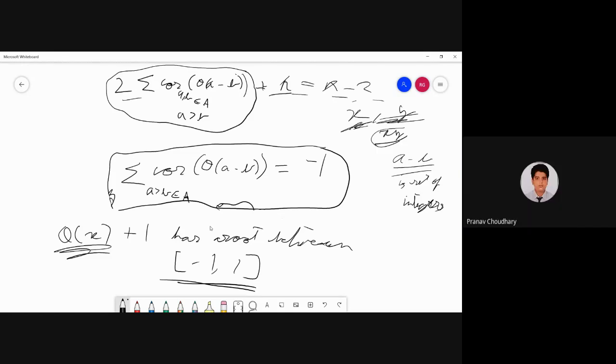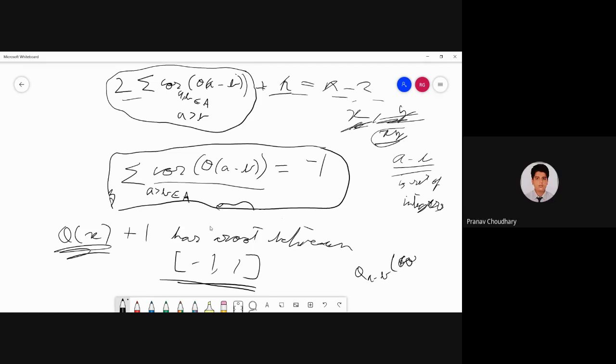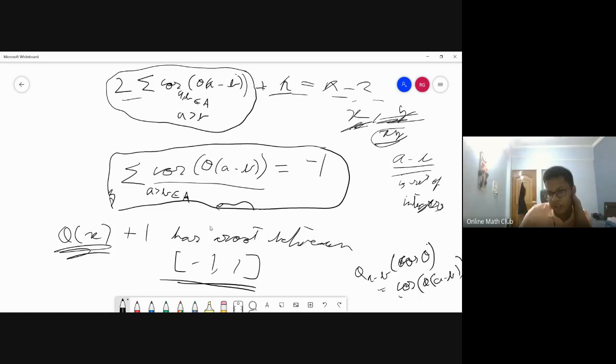What is q of x? Cos of theta into a minus b. If we write x as cos theta, there's such a q, right? Equal to cos of theta into a minus b. You pick such a q and you sum all such q's, and you get q of x. Now you just want q of x plus 1 to have a root between -1 and 1.